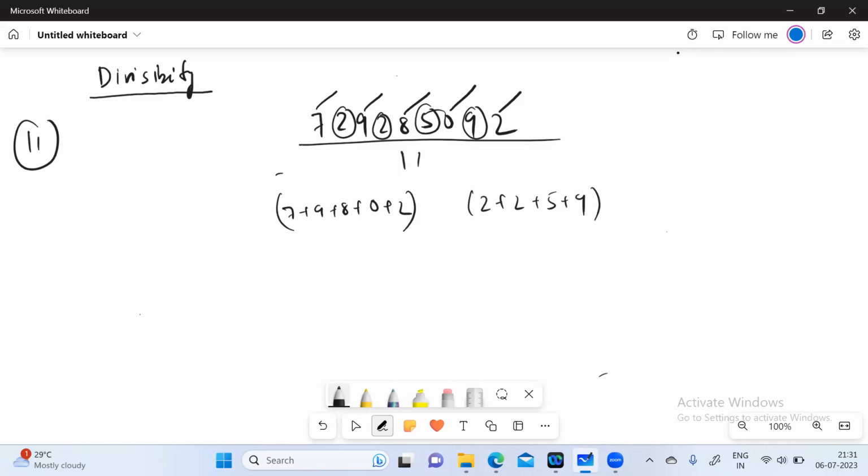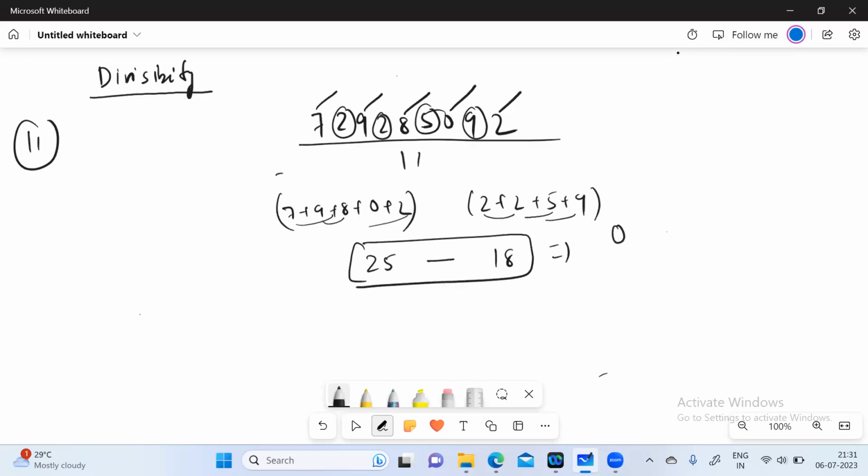Adding these: 7 plus 9 is 16, 16 plus 8 is 24, 24 plus 2 is 26. And this will be 2 plus 2 is 4, 4 plus 5 is 9, 9 plus 9 is 18. So if we subtract the second from the first, and the result is either 0 or a multiple of 11, then this entire number will get divided by 11. Okay.